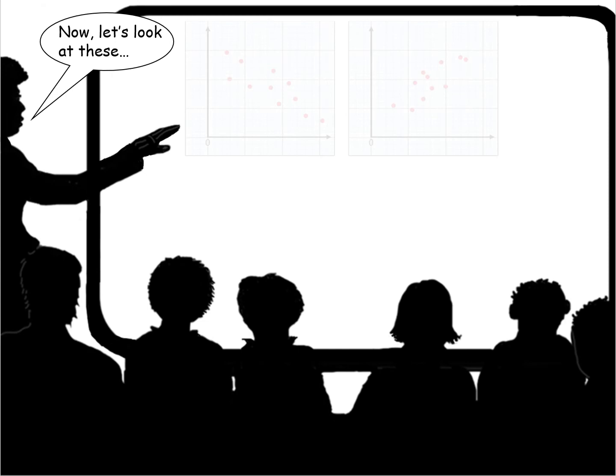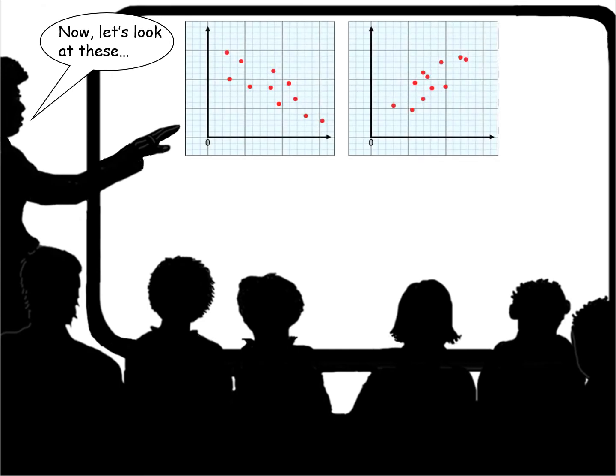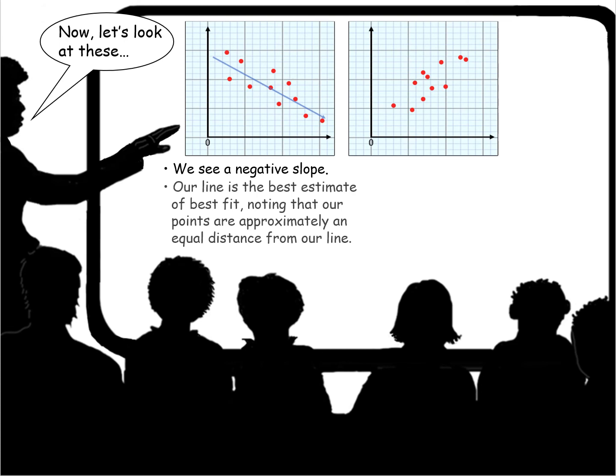Now let's look at these. Where would I draw my line of best fit? Well, on the first one, we see it is a negative slope. And I draw my line here. Our line is the best estimate of best fit, noting that our points are approximately an equal distance from our line.